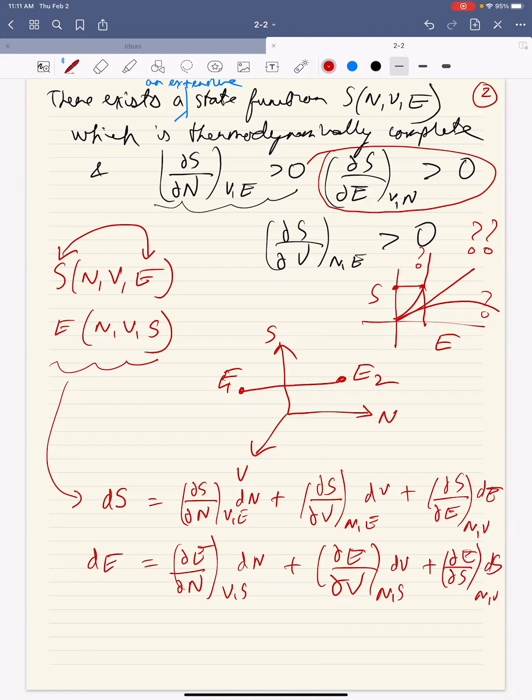And at this point, we showed, and you did this in your second homework set, that this thing is actually the chemical potential, which we can measure in experiments and control. While this thing is minus P, minus the pressure, the gradient of energy with respect to volume. And this thing is temperature. So that is the most unique thermodynamic definition of temperature.